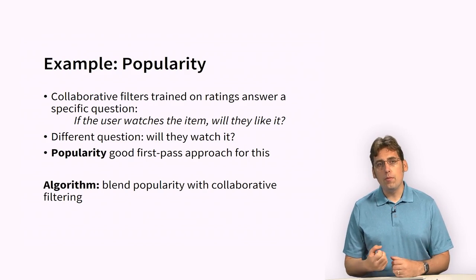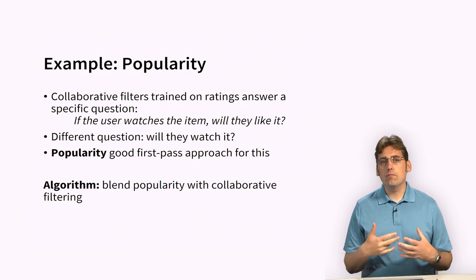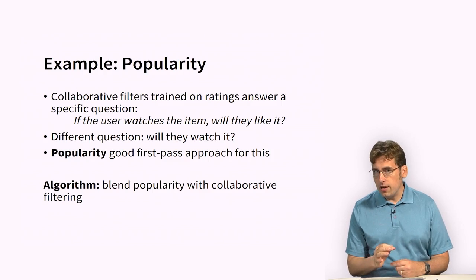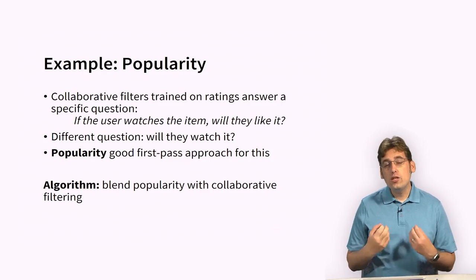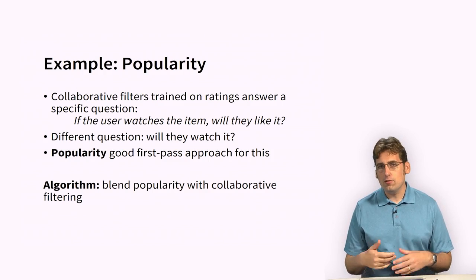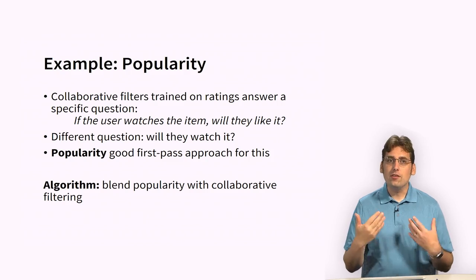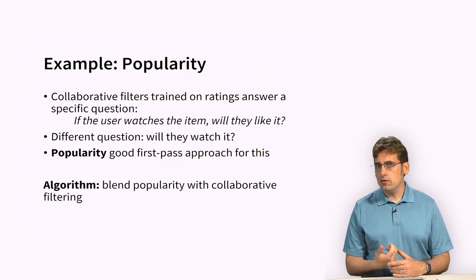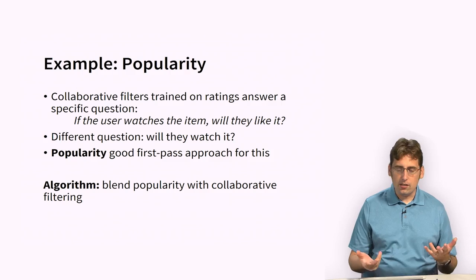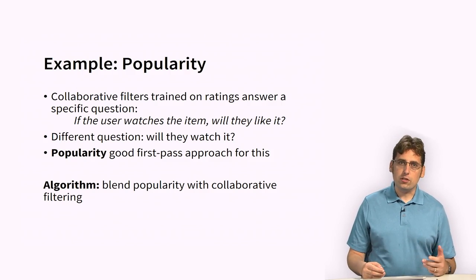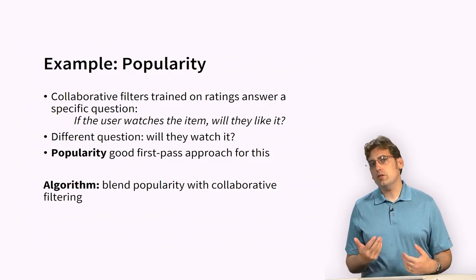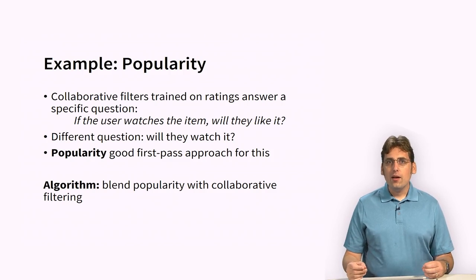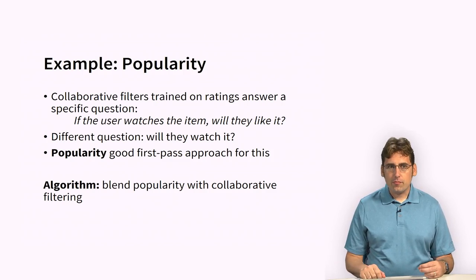So for a quick warm-up example, collaborative filters trained on ratings answer a question: if the user watches the item, will they like it? We don't have ratings for the items the user didn't watch. And most of the items they didn't watch, they're less likely to like, because most people, under most circumstances, don't run out to watch something they expect they're not going to like. There are exceptions, of course, but ratings are selected high.